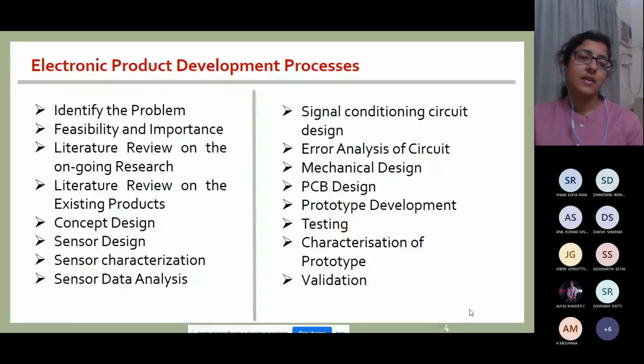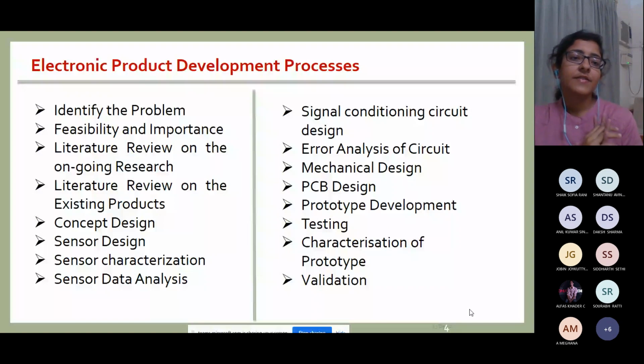Now we are coming to the different processes. If we characterize this, there are different processes, just identifying the problem, then feasibility and importance. I will cover each and every point with an example, and that example is a practical one, from the developed instrument. So let's start with identifying the problem and what is the feasibility and importance of identifying this problem. What is the importance of that problem?